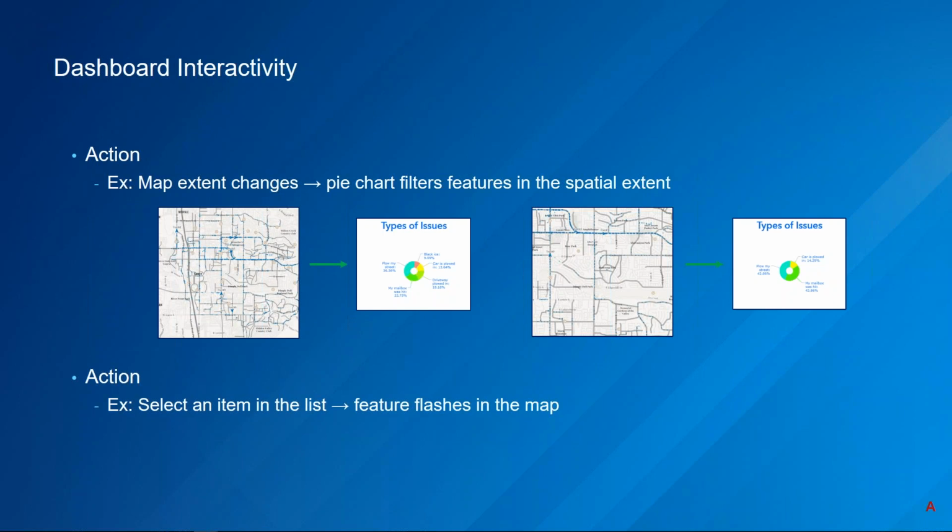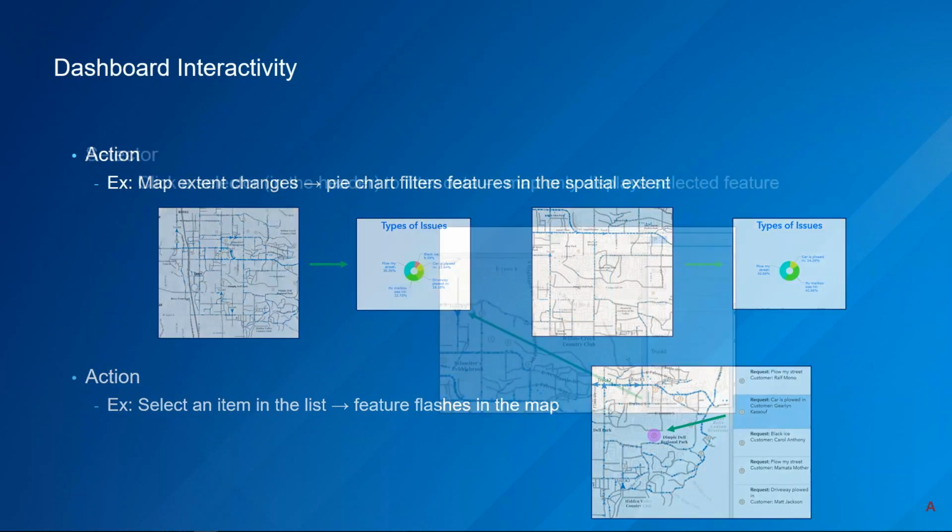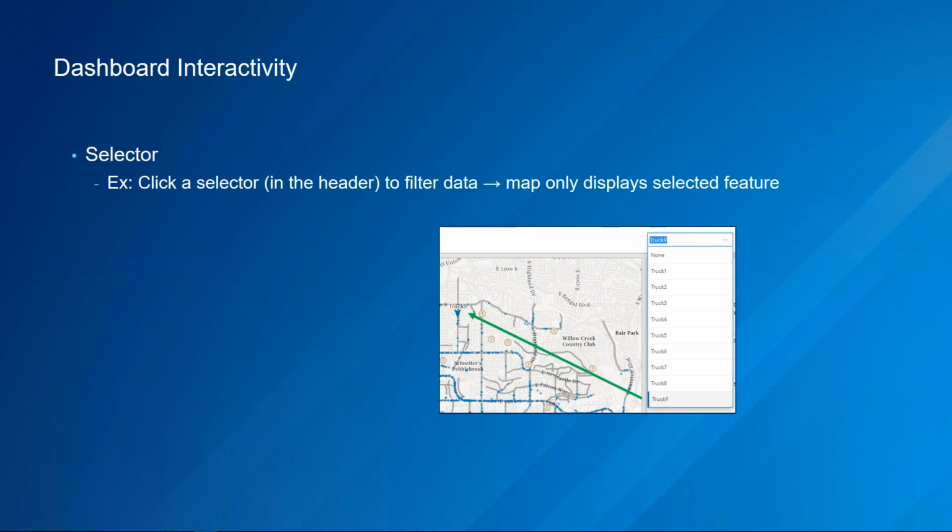Another action might be, well, let me select an item in my list. I could select one of those customer issues, and it flashes or highlights in the map. I could alternatively set a zoom to action. It really depends.